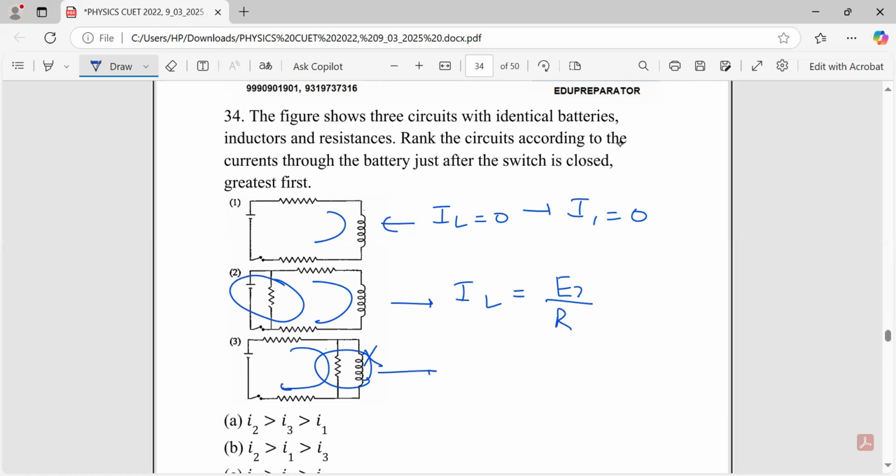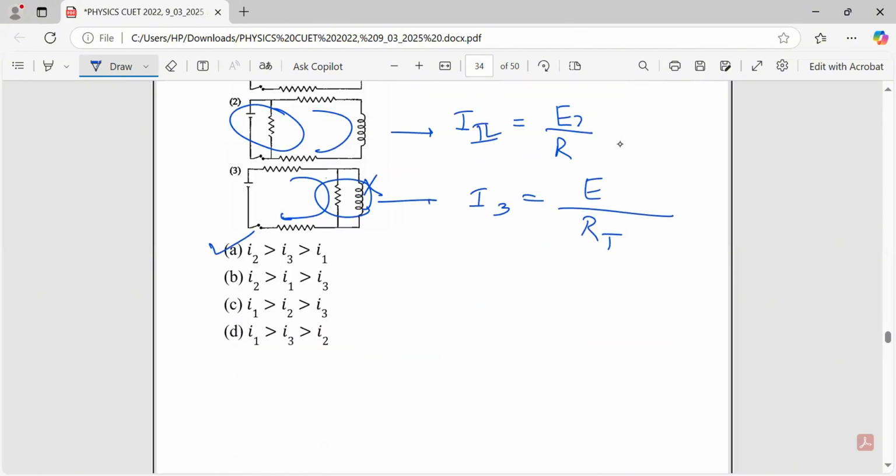In this question, if we take the main points, in these two current will not flow, but from these three current will flow. So we will have I third, this will be I second, so I third will be equal to voltage divided by total resistance. If we simplify this, you find the minimum current is in the first case, and the maximum current is in the second case, so we have A as the correct answer.